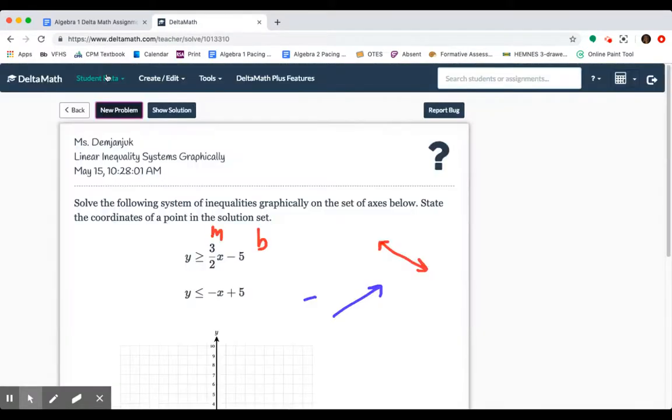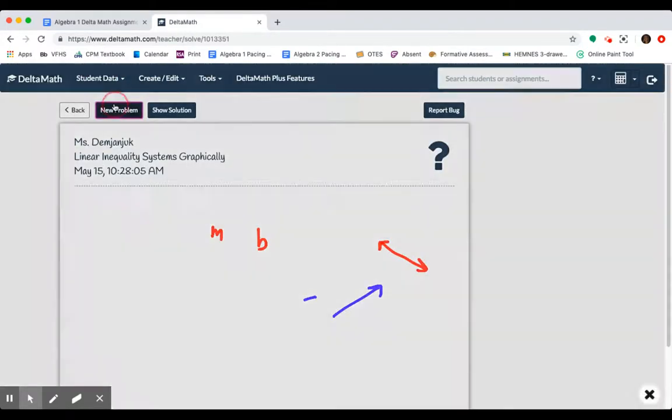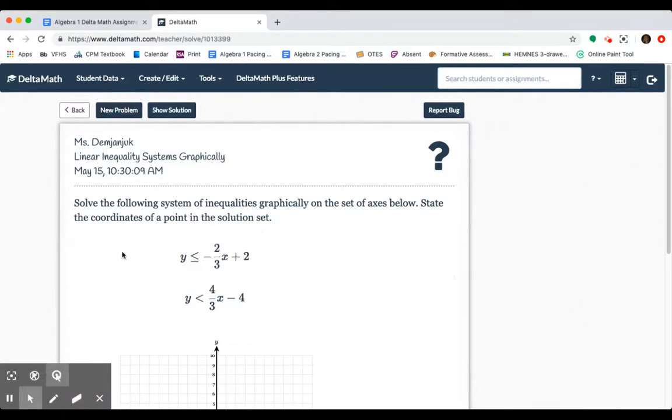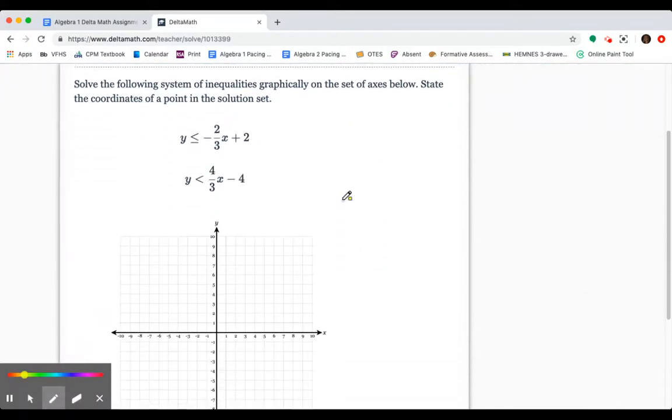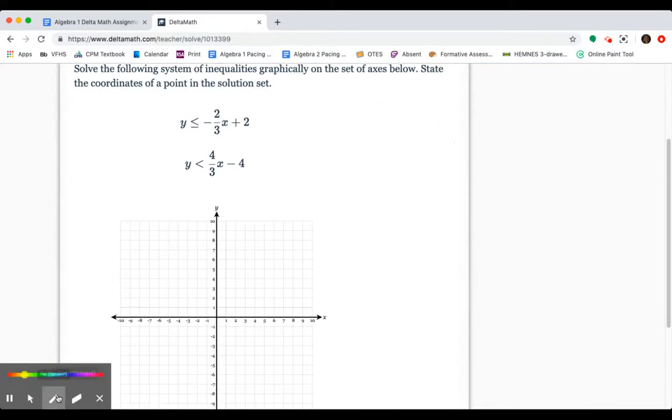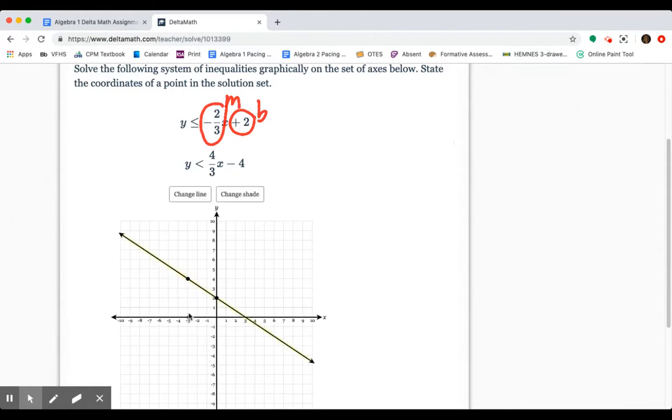We can do one more example. Okay, one more example. We're going to begin with the first top inequality. So I know that the b is at +2, and my slope, my m, is at -2/3. So I'm going to begin at 2. My slope is -2/3, so I need to rise 2, left 3 so that it's downhill. It's or equal to as this line underneath, so I'll keep it as the solid line. It's less than, so I need to shade below.